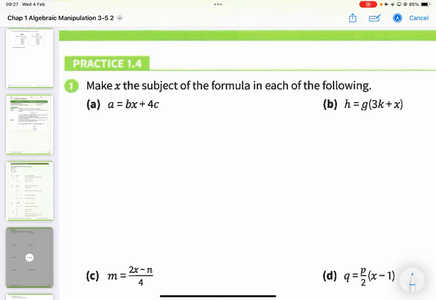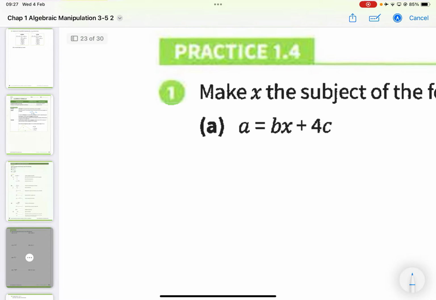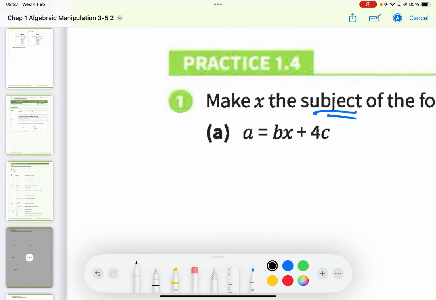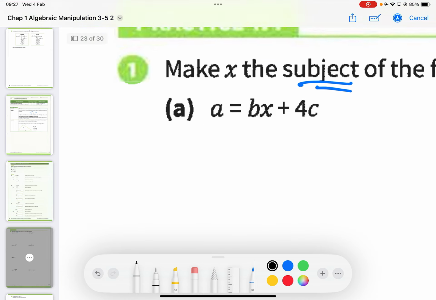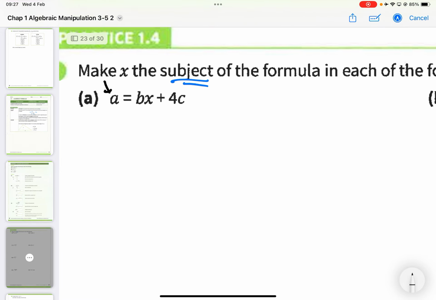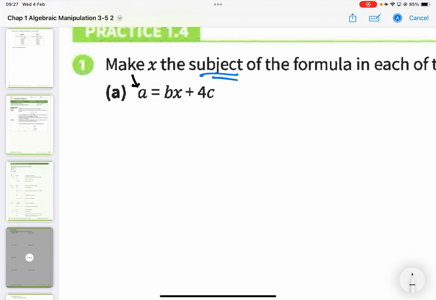Then, when they give you this equation, the subject here is A. A is now the subject. This word subject means what is alone on one side, on the left hand side of the equation. So right now A is my subject. But this question is asking you to make X the subject.